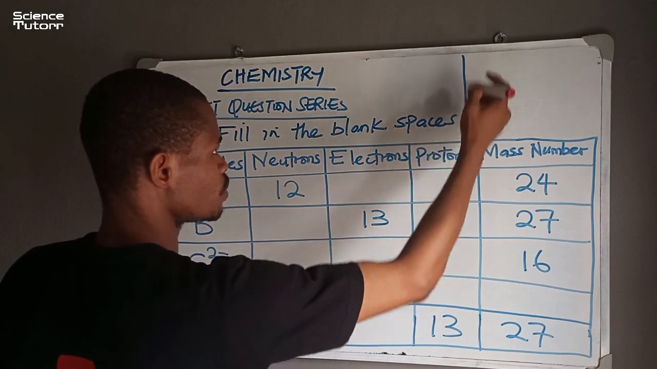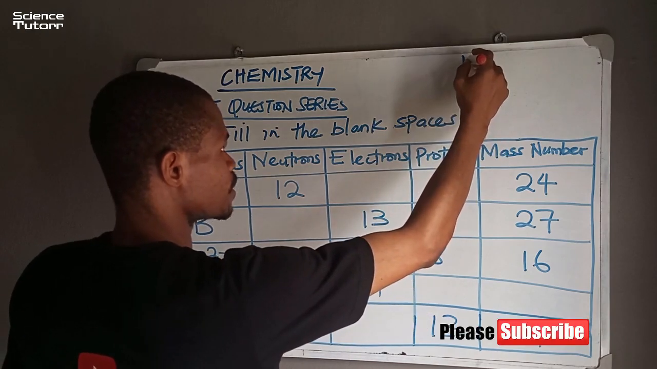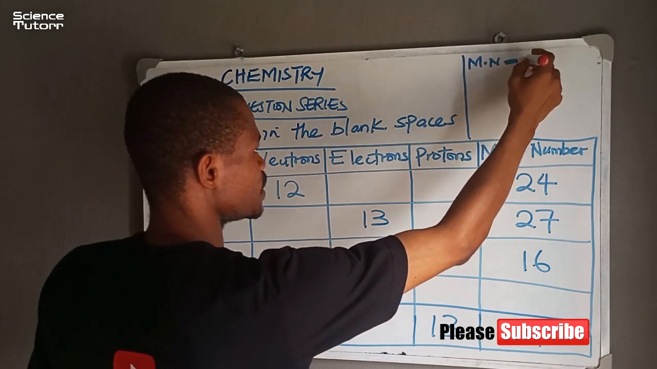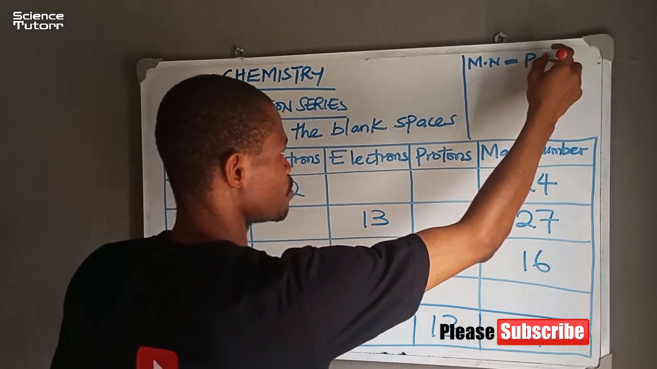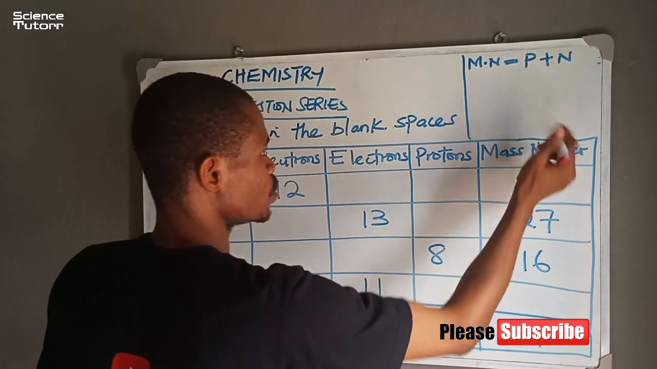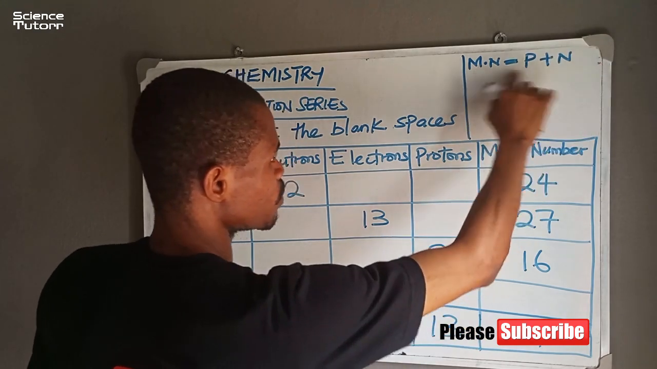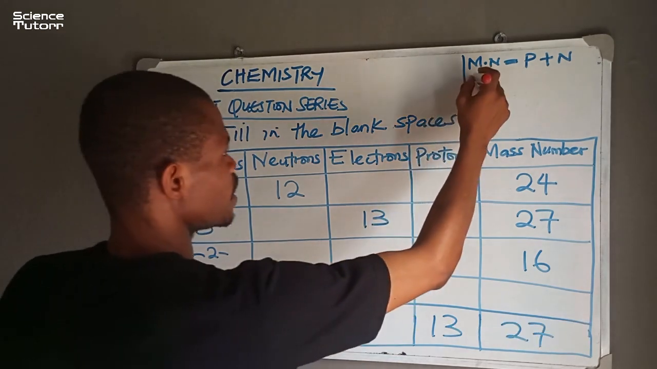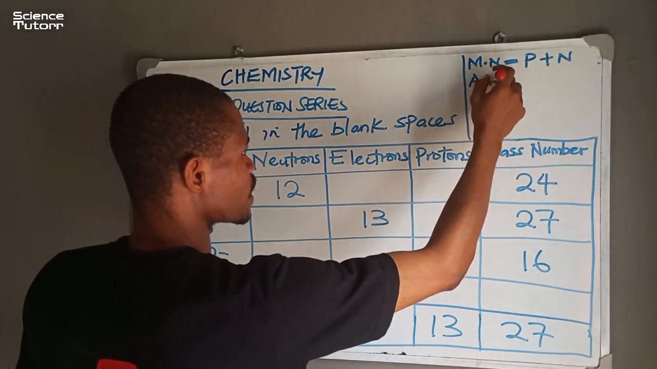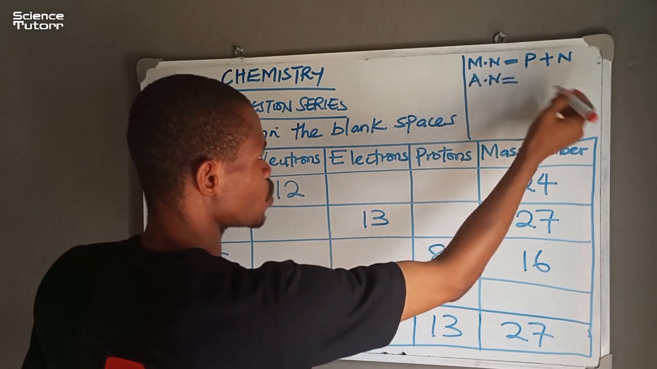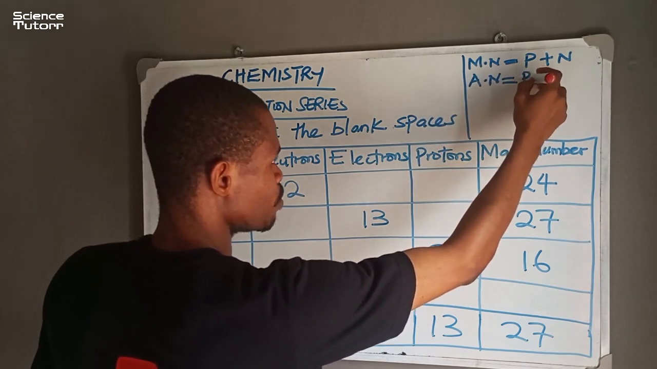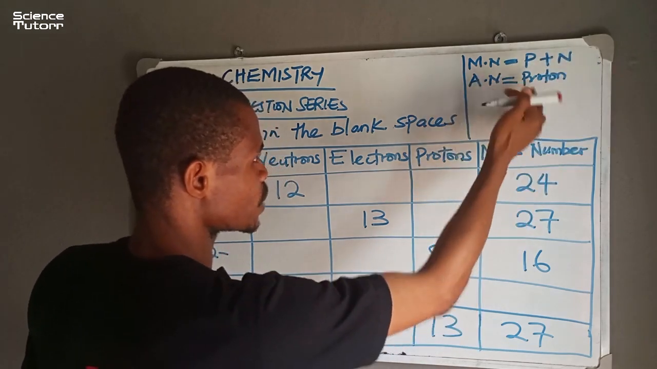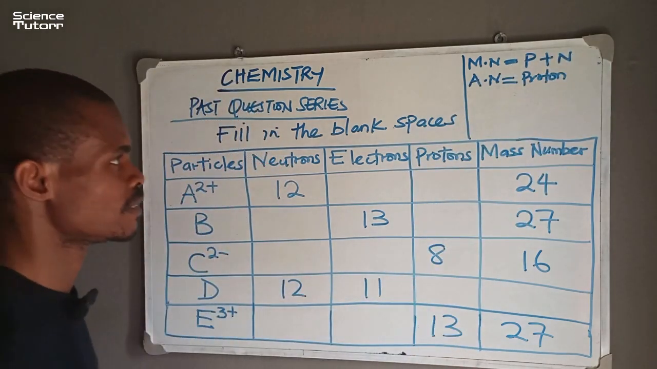Tips to note. The mass number is the protons plus the neutrons. So if I know the protons and the neutrons, when I sum them together, it gives me the mass number. Atomic number is also called proton number. Number of protons and the atomic number represent the same thing.